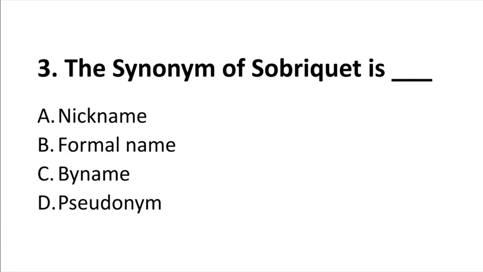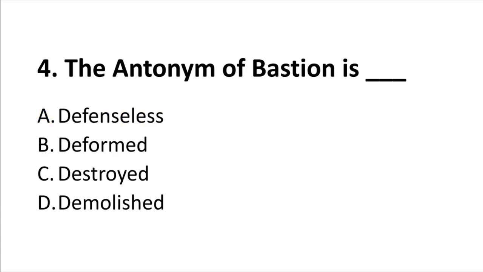MCQ number 3. The synonym of sobriquet is option A, nickname, option B, formal name, option C, by name, option D, pseudonym, and the correct one is option A, nickname. MCQ number 4. The antonym of bastion is option A, defenseless, option B, deformed, option C, destroyed, option D, demolished, and the correct option is option A, defenseless.